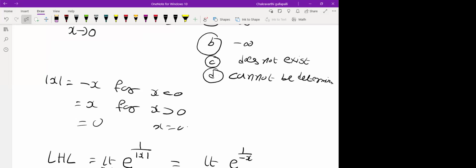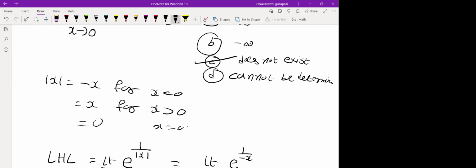Because LHL does not exist. RHL does not exist. Both exist but not equal. Like this, options will be given. Then generally students may write LHL is 0, so finite. RHL is infinity. So some students may write because RHL does not exist. You may write that as the option, but which is not correct. Even if it is infinity also, we say limit exists. It is infinite. But both are not equal.